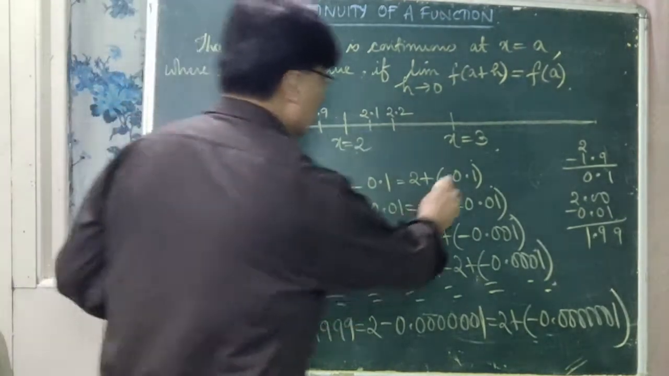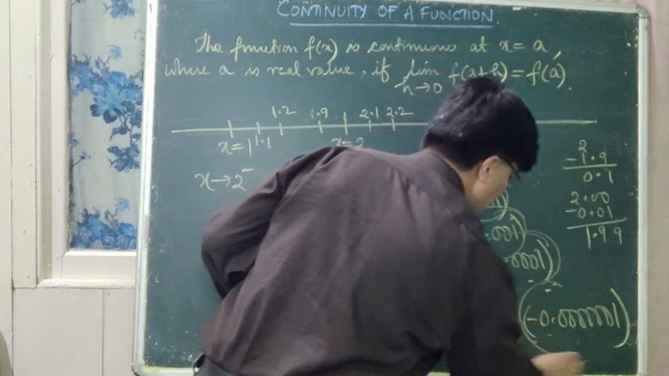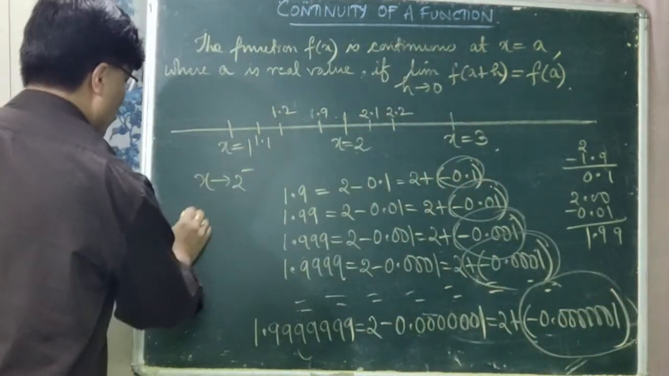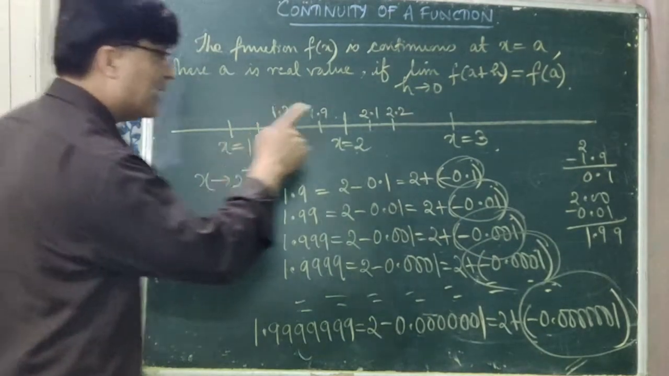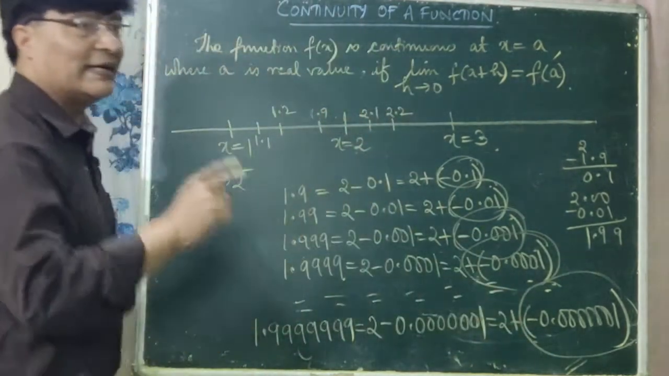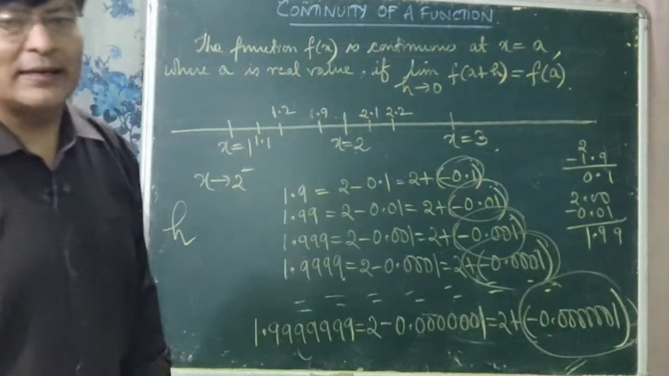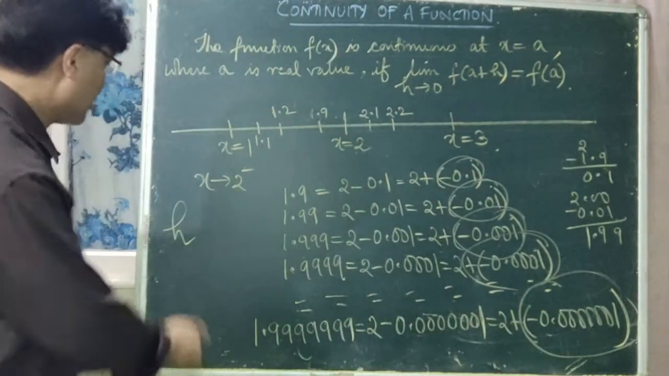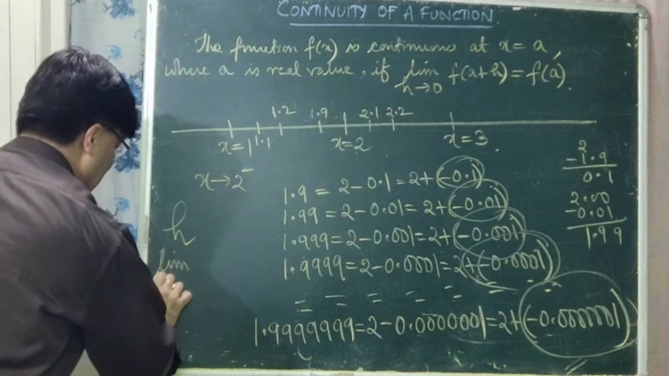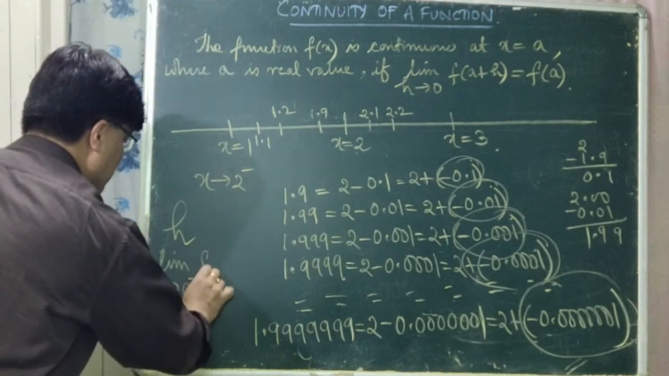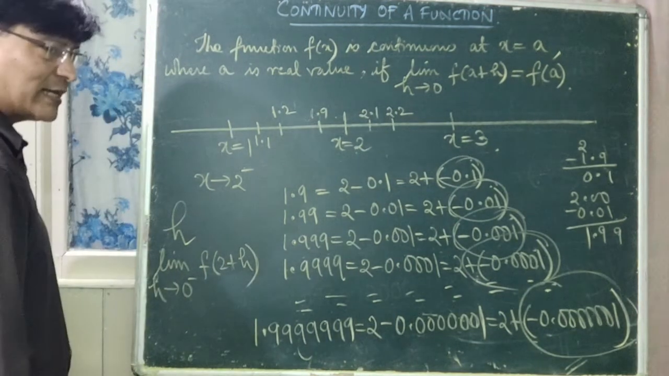For that reason, these terms we take as h. So in this case h is a very very small negative number. So how do we write it? We write limit h tends to 0 minus f of 2 plus h. Is that clear?